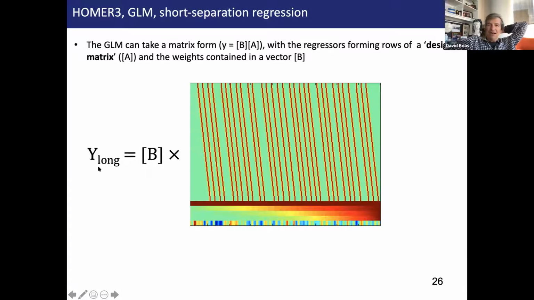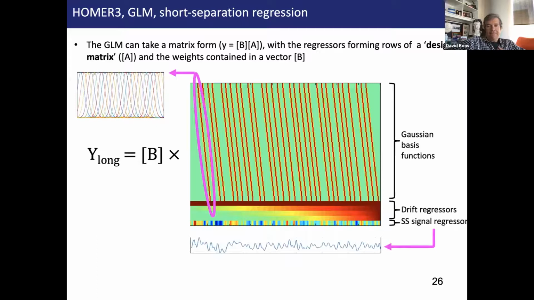So, we're doing a convolution, right? So we're modeling the long separation measurement with some matrix times the beta coefficients. And so that matrix will have all of the stimulus onsets convolved with the basis functions. We also have the drift term. So here's the constant drift term. There's the linear, quadratic, and cubic drift terms. And then here's the short separation channel, right? So we want to find the beta coefficients multiplied by each of these basis coefficients to estimate our long separation channel.